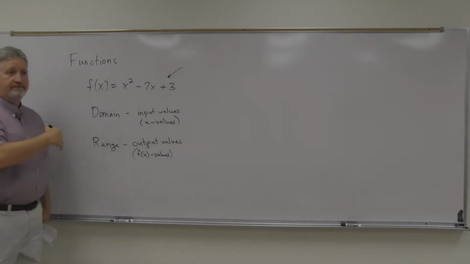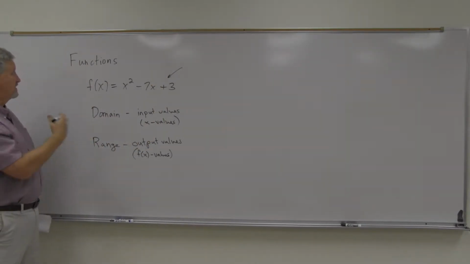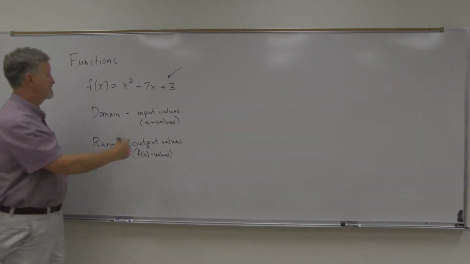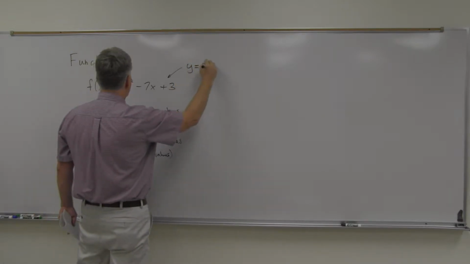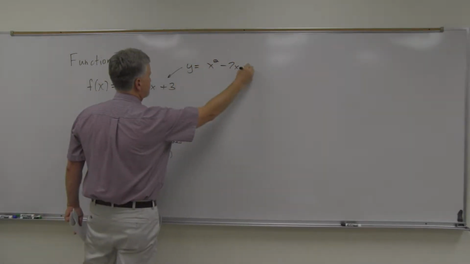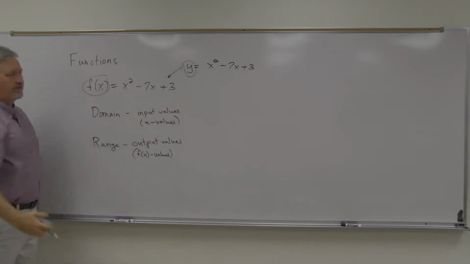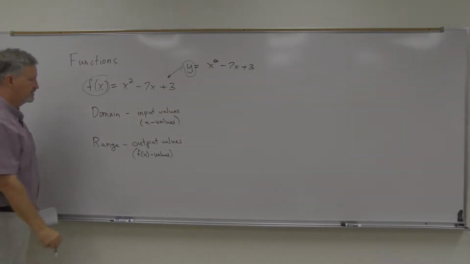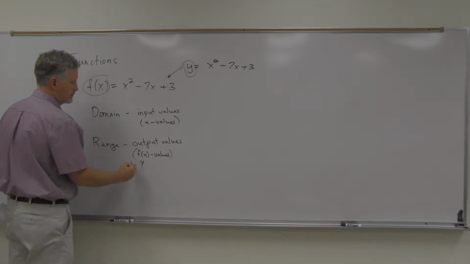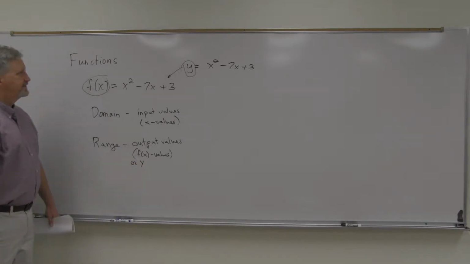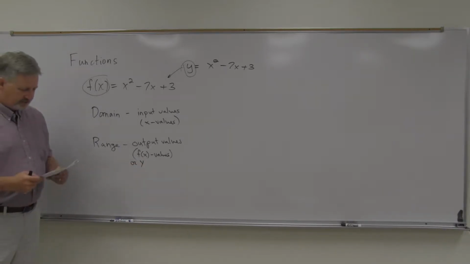Which also brings up, the other form of this equation that we would possibly see would be y equals x squared minus 7x plus 3. Same thing, and so what is y? Well, y is the f of x. Y and f of x are interchangeable there.